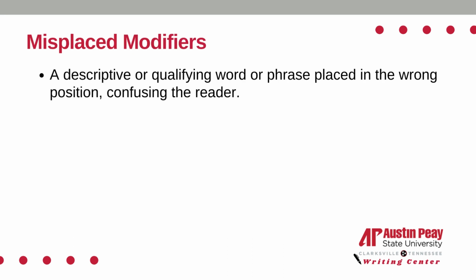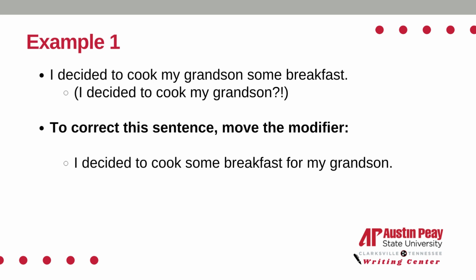A misplaced modifier is a descriptive or qualifying word or phrase placed in the wrong position, confusing the reader. For example, I decided to cook my grandson some breakfast. I decided to cook my grandson? To correct this sentence, move the modifier. I decided to cook some breakfast for my grandson.